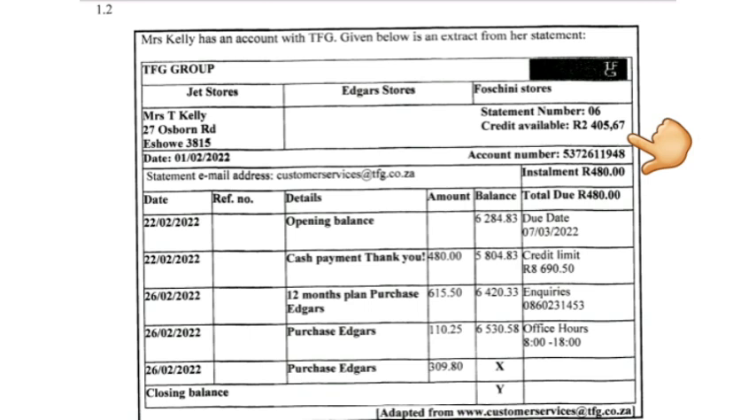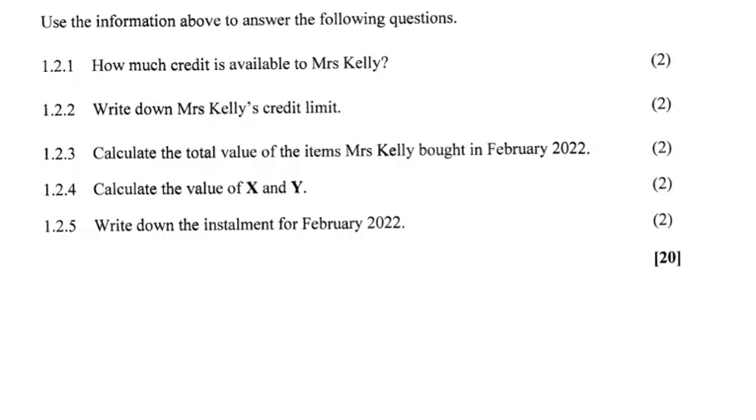So those are the things that you need to pay attention to, as well as the amounts that he's been paying over time, or the transactions that have been happening over time, and that's what they're going to ask questions on. So in 1.2.1 it says how much credit is available to Mrs. Kelly. Remember, I just stated that things like credit limit, the credit that is available, or the balance at the beginning and the balance at the end, these are the things that you need to be able to identify out of a financial document.